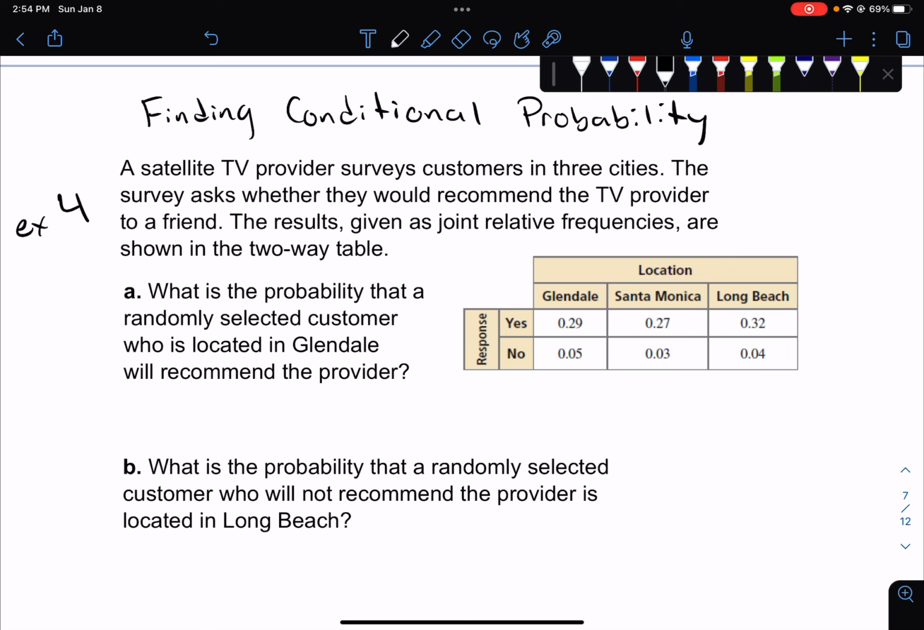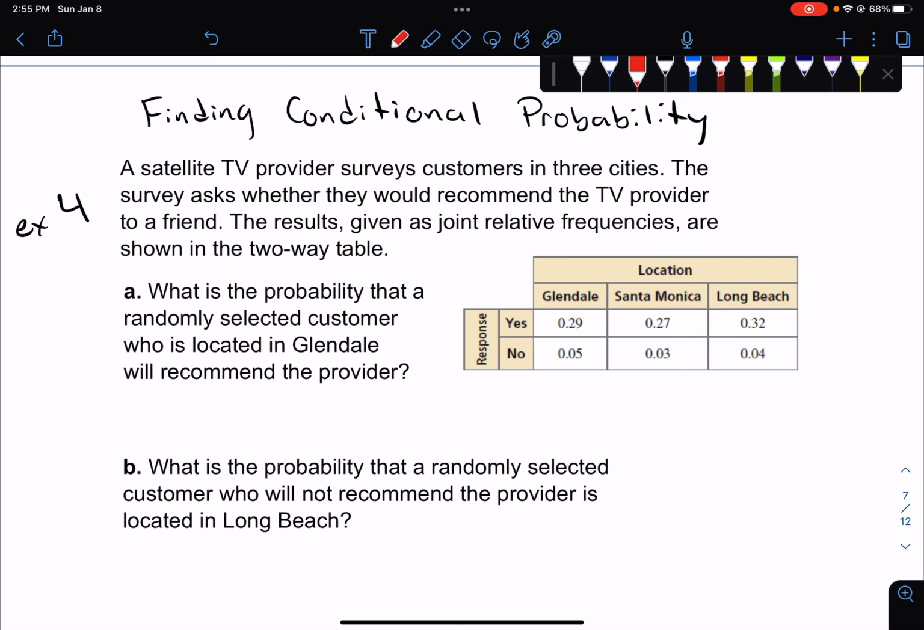And it doesn't give me the numbers. It doesn't give me like 300 people in Glendale and 250 people in Santa Monica. It gives me the frequencies. So it's giving me the percentage. So it's saying 29% of all the people, not just, remember, this is 29% of everyone lives in Glendale and says, yes, they would recommend. 5% live in Glendale and say they would not. 3% live in Santa Monica and say they would not. 32% live in Long Beach and say they would. All right, so that's how we read the table.